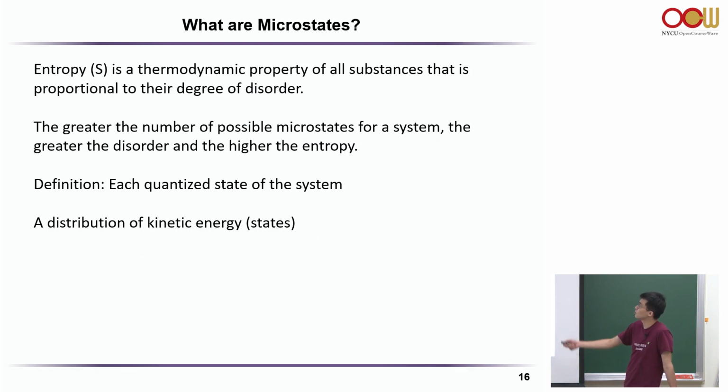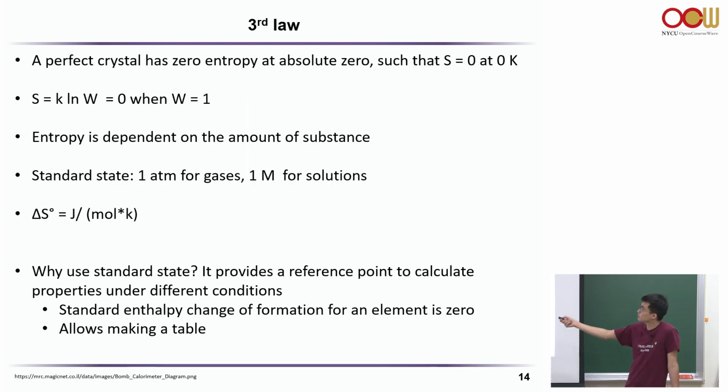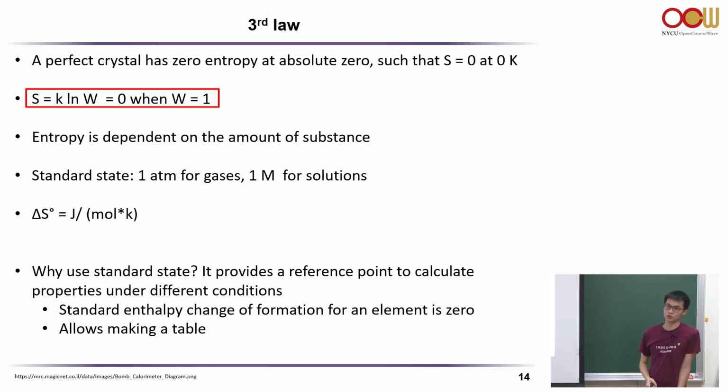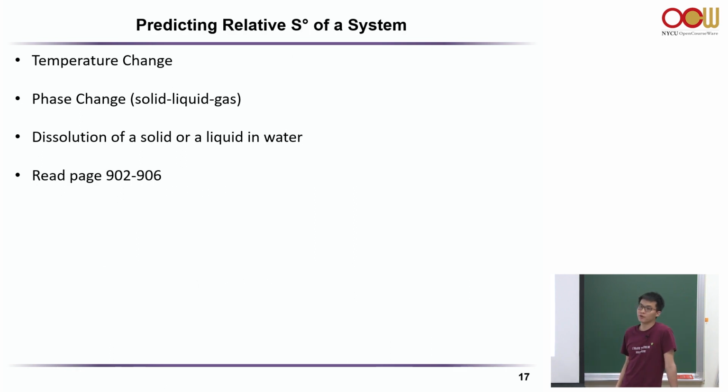So what are microstates? We say entropy is a thermodynamic property. That's why I asked you to do a lot of calculation involving entropy. And then we know the more microstates you have, the higher entropy is, because if we go back to this equation, here's the Boltzmann constant, and we're focused on 1 molecule, right? When you have 1 state, natural log of 1 is equal to 0. Then we talk about how to predict relative entropy.